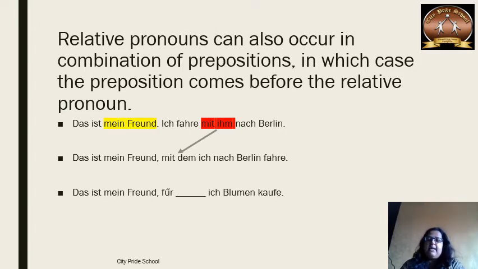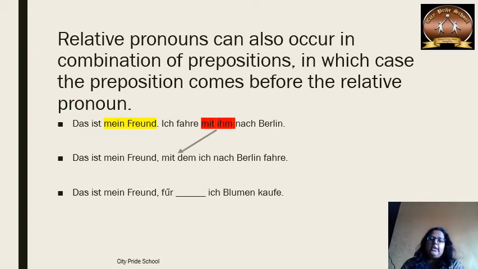This is the example of fill in the blanks. Das ist mein Freund, für blank ich Blumen kaufe. This is my friend for whom I purchase the flowers. Now here we have to decide which relative pronoun we have to use. Für is already given. Here it is not a question of filling the preposition. Here you have to fill up the relative pronoun. So first thing, you should know the case of the preposition. Für is an accusative preposition, mit is a dative preposition, that you should know.